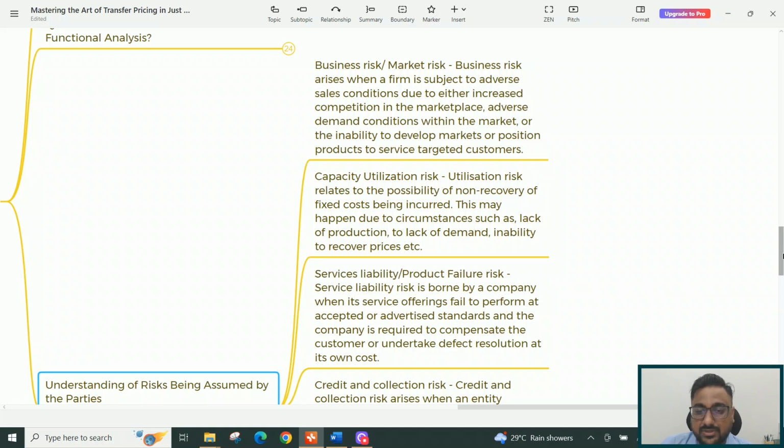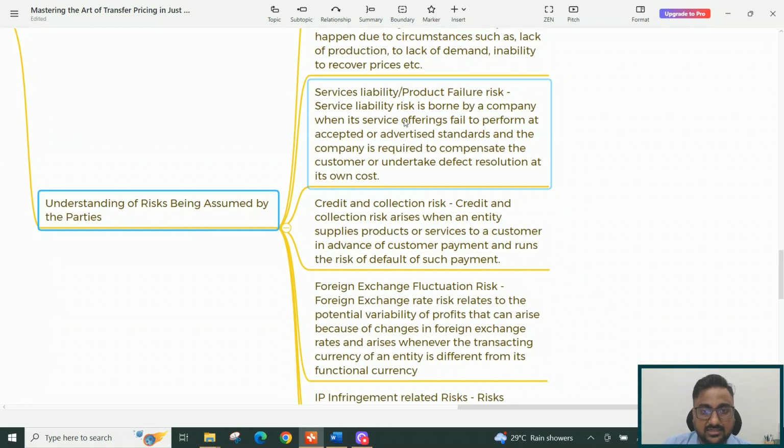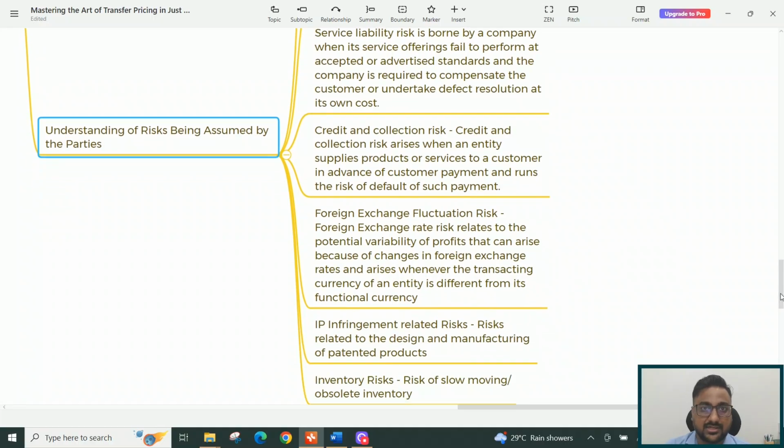Then there could be the service liability or product failure risk. Service liability risk is borne by a company when its service offerings fail to perform at accepted or advertised standards and the company is required to compensate the customer or undertake a defect resolution at its own cost, right? It's a service liability or product failure risk. And in case of product failure, we saw that example, right? In case a product is returned or it's a damaged product, which entity bears that risk?